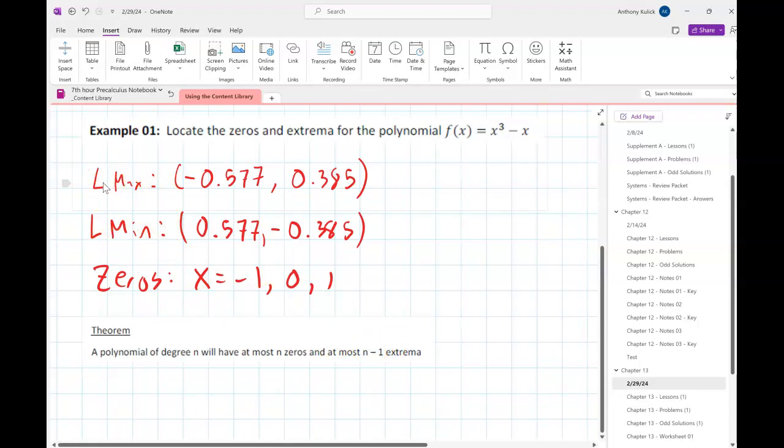Now keep in mind, the theorem says at most. So what does at most 3 zeros mean? It means you could have 3, or you could have 2, or you could have 1, or you could have 0. At most 2 would mean you could have 2, you could have 1, or you could have 0. It doesn't mean exactly that many. Is everybody good with that?